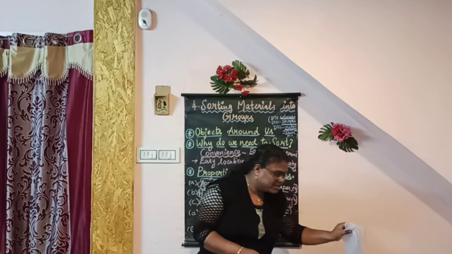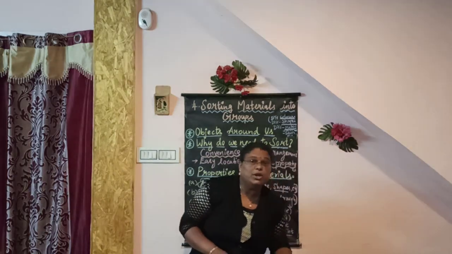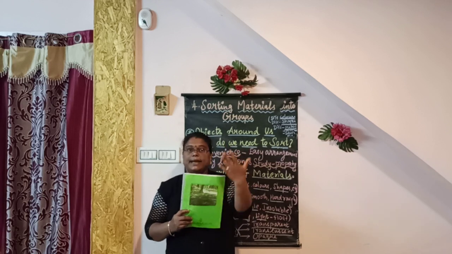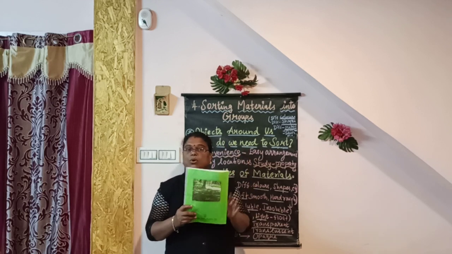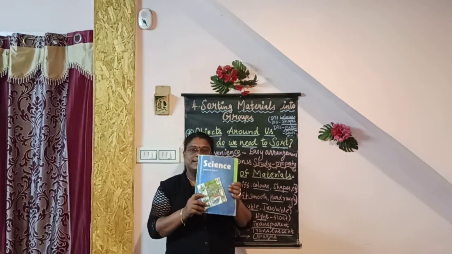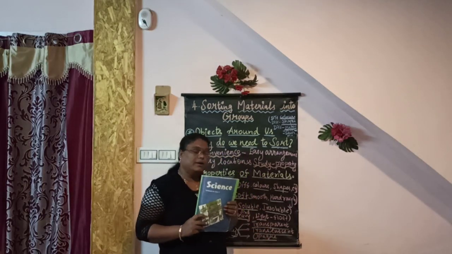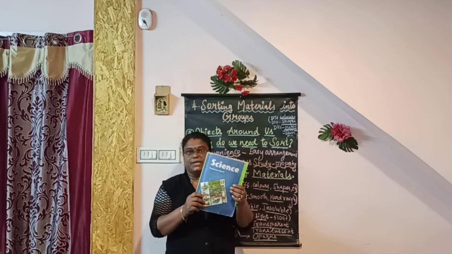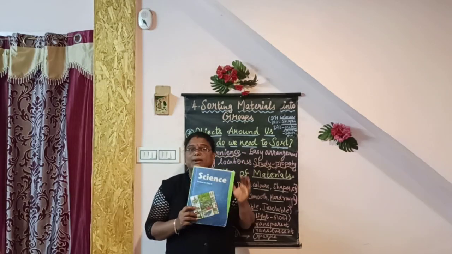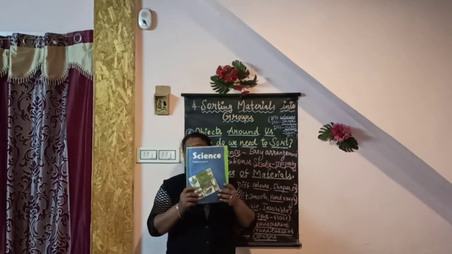And the next one is opaque material. It will not allow light to pass through, and we cannot see any objects opposite to us through that opaque object. And this book is an example of opaque objects. So this will not allow light to pass through it, and through this we cannot see things clearly.